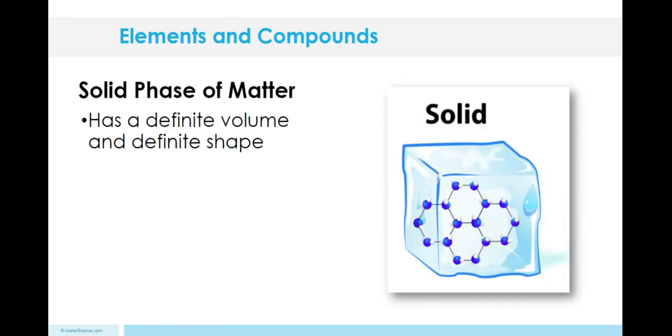Starting with our solids, solids have a definite volume, a fixed volume. The volume is what it is, and it also has a definite shape. Molecules of a solid are tightly packed together. There is not a lot of space in between those particles of a solid.